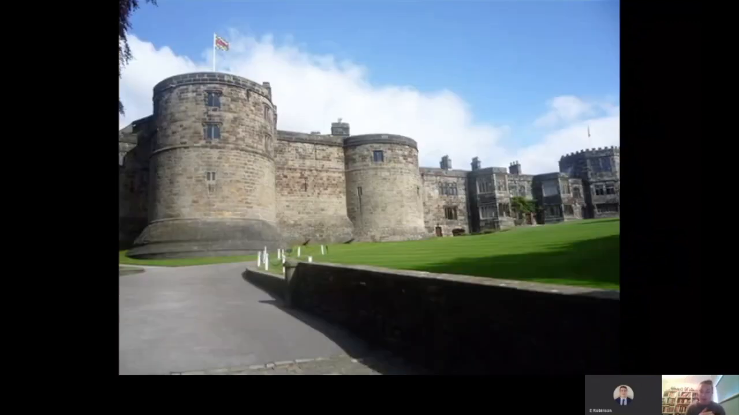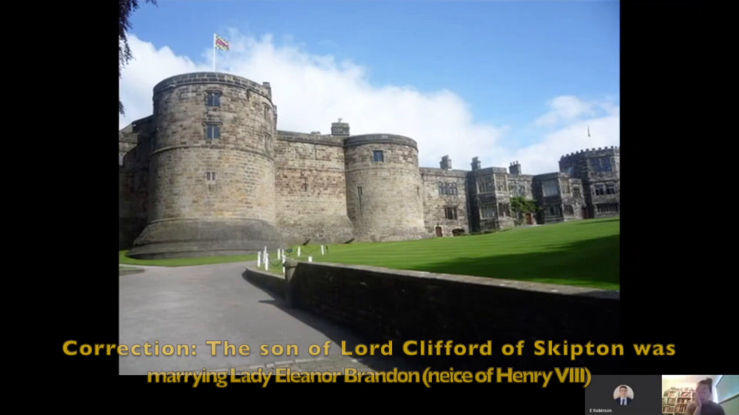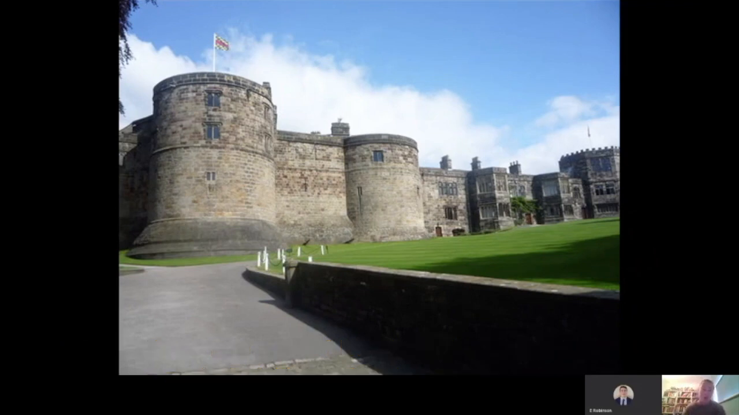If you look to the right, you'll see this other bit of the castle. This bit is what is called the Tudor wing. The Lord of Skipton Castle's daughter was marrying Henry VIII's nephew. And they wanted to show their power, their wealth, by building this new lovely home.